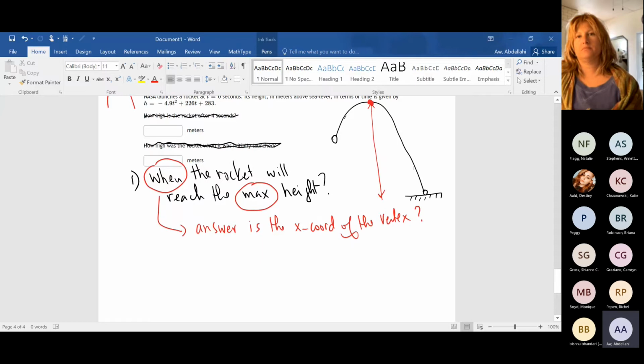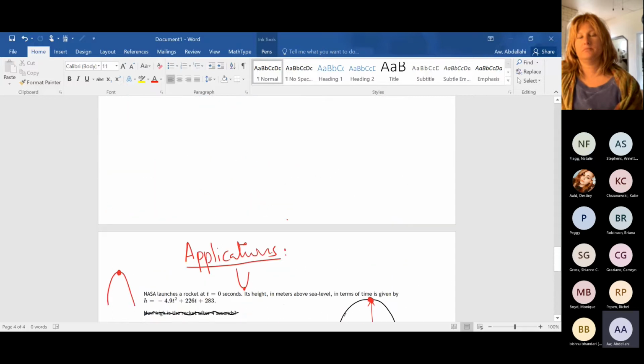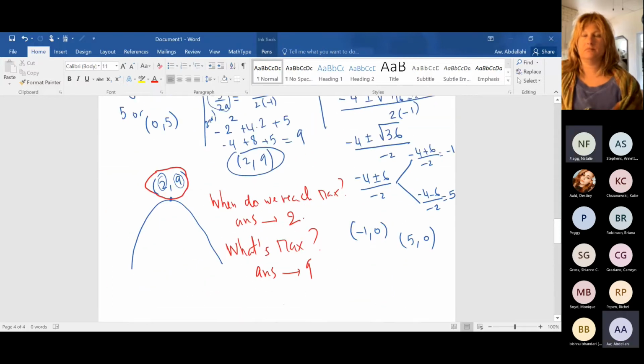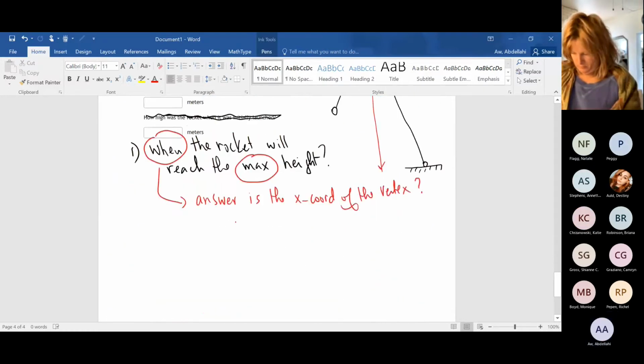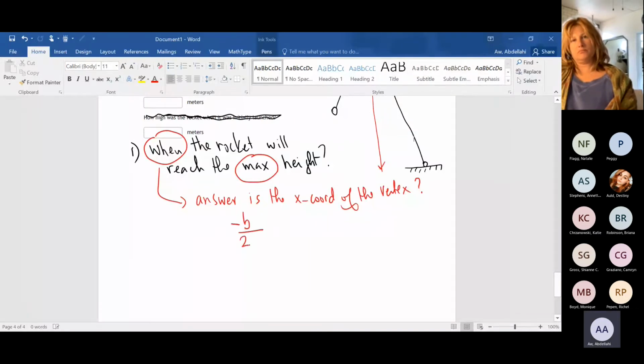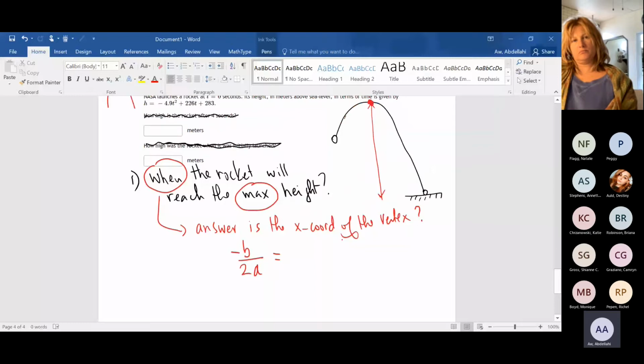And how do we get the x coordinate of the vertex? Not the quadratic formula. How do we get the first number of the vertex? Negative b over 2a. Exactly. You see, the answer is very, very short: negative b over 2a. That's it. b is 226, so it's going to be negative 226 over 2a. a is negative 4.9.